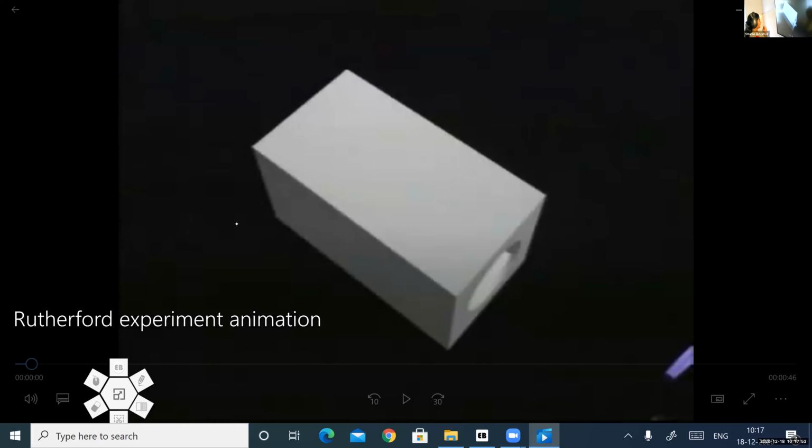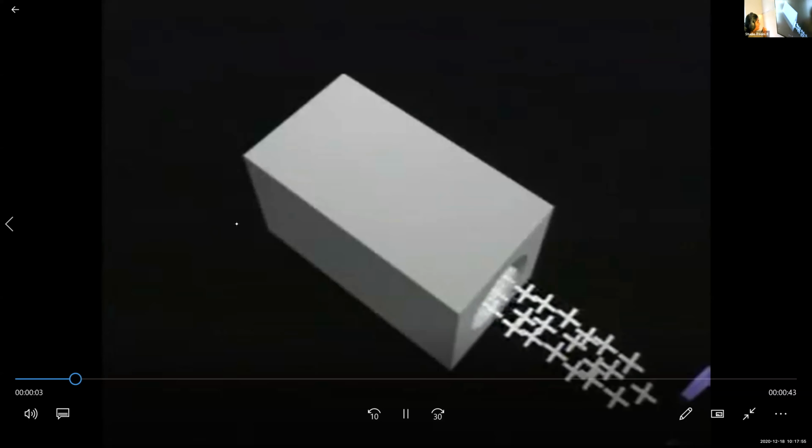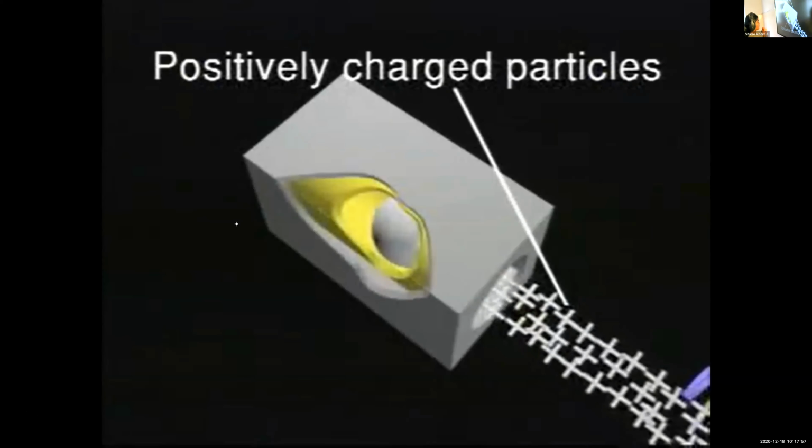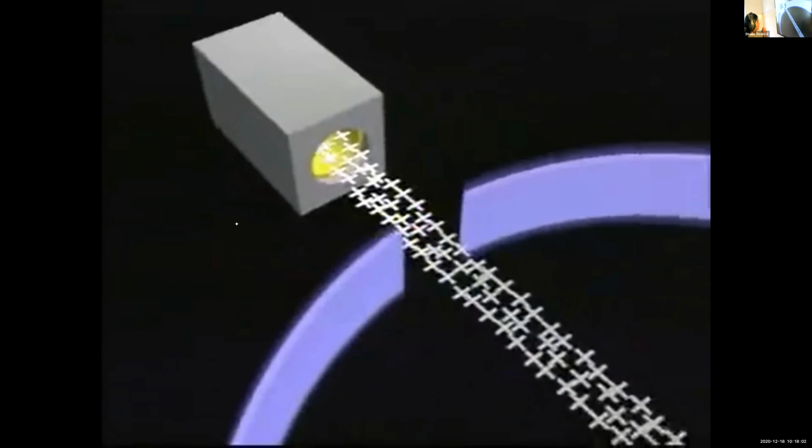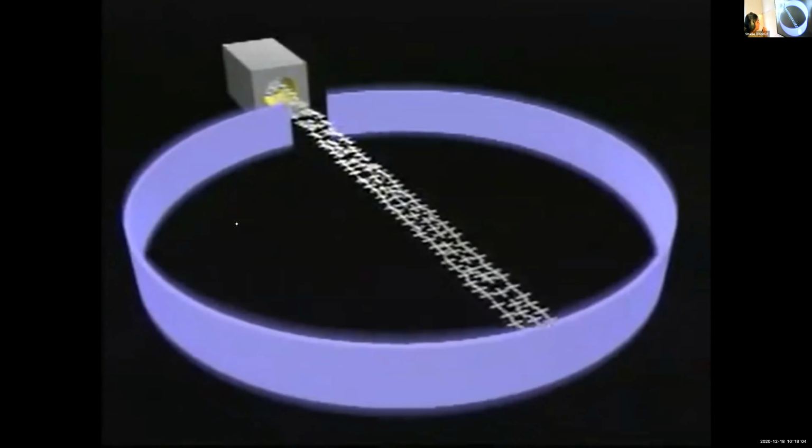The nucleus of an atom was first discovered when a beam of positively charged particles emitted from a radioactive source was aimed at a fluorescent screen. The particles caused the fluorescent screen to glow.